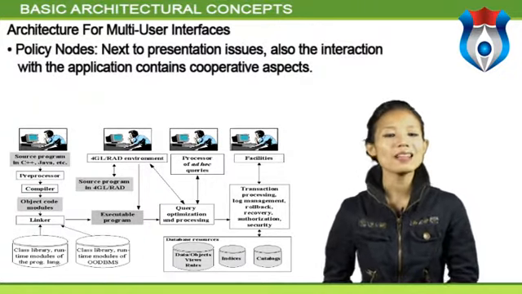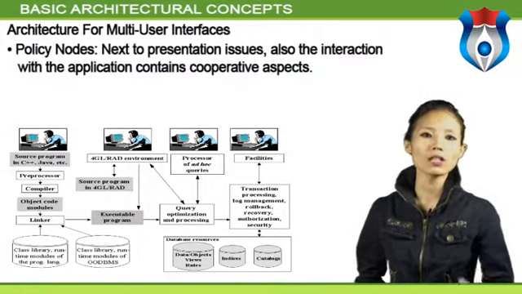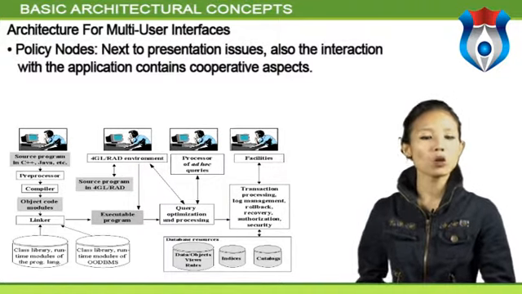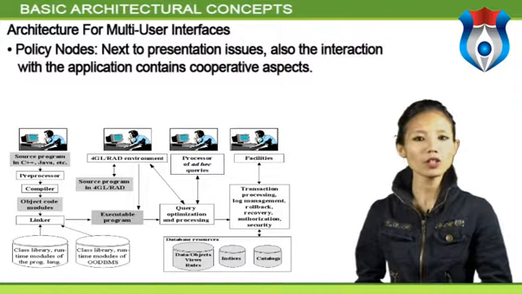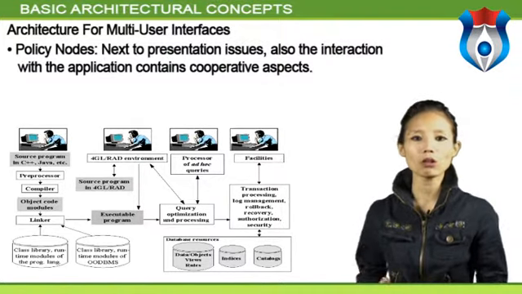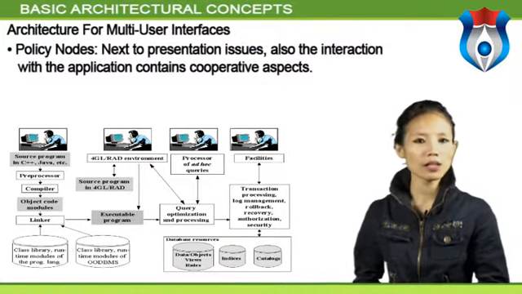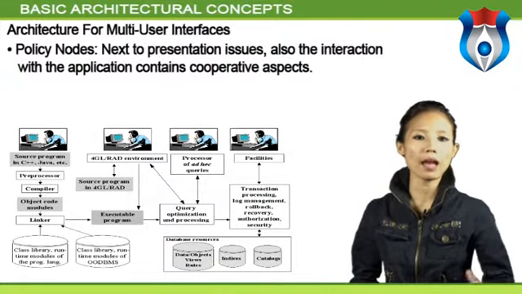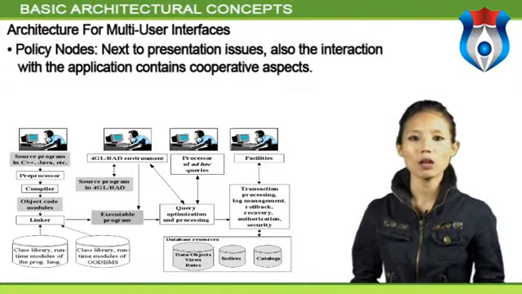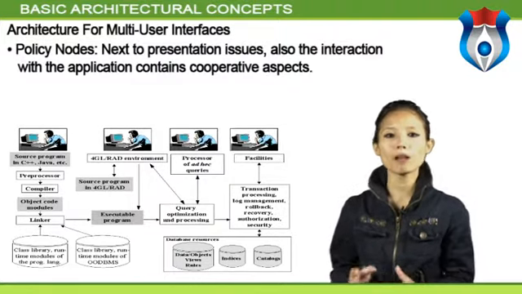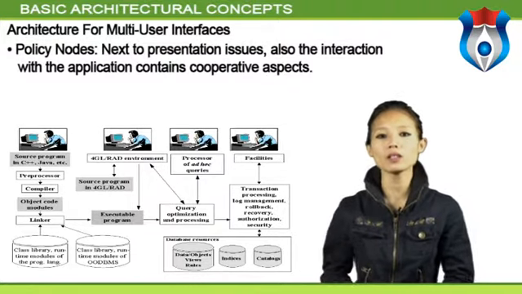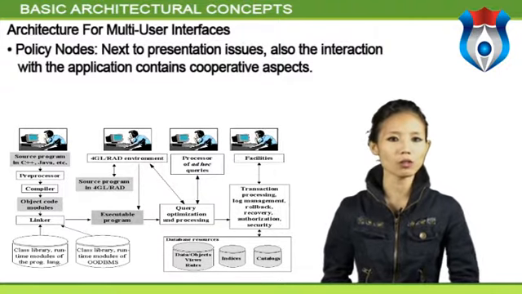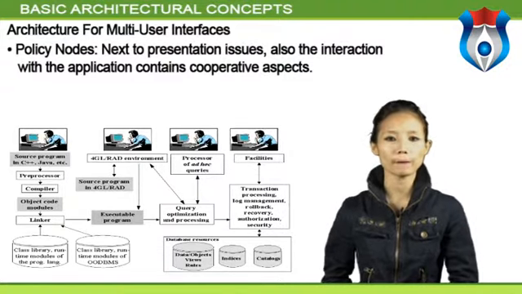Policy notes. Next to presentation issues, also the interaction with the application contains cooperative aspects. The question is, what to do when multiple people are triggering one method? In such a case, the input of the users must be interpreted before a method in the application logic can be called. An example is a situation where multiple users can vote for one certain type of pizza to be ordered. Depending on what the majority chooses, the correct type of pizza will be ordered.